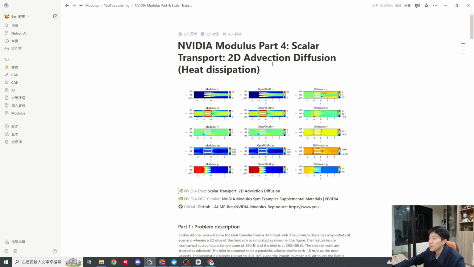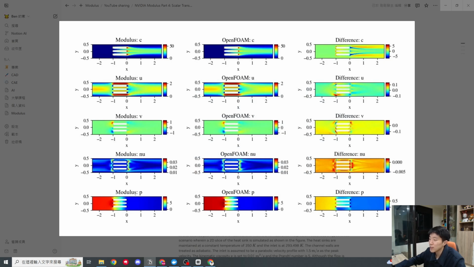In today's video, we are diving into part 4 of the NVIDIA Modulus series, the scalar transport of the advection diffusion problem, a heat dissipation case. We will compare the temperature, velocity, viscosity, and pressure, analyzing the difference between Modulus and OpenFOAM. This will help us understand how to implement fluid dynamics and heat transfer into a physics-informed neural network.